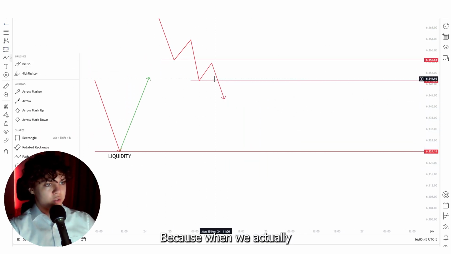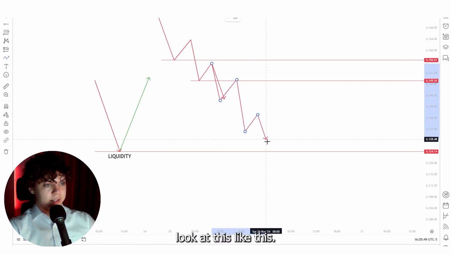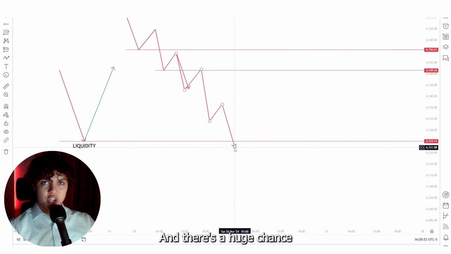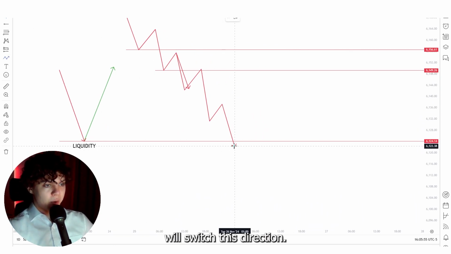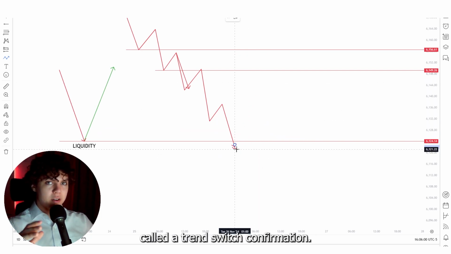Because why? Because when we actually reach this liquidity area, look at this, a lot of orders will get filled, and there's a huge chance that the trend will switch its direction. But obviously you cannot buy it straight from here, because you have to see something called a trend switch confirmation.